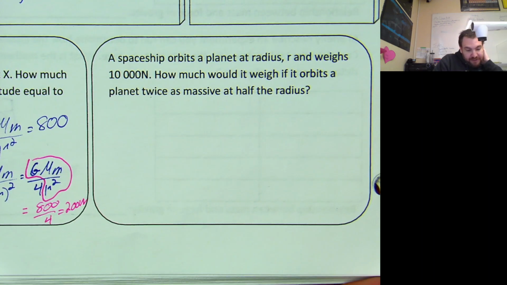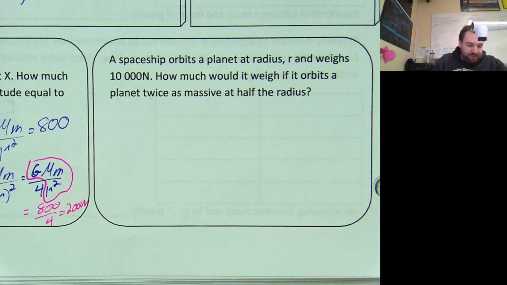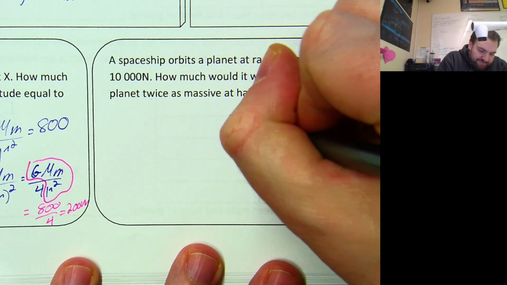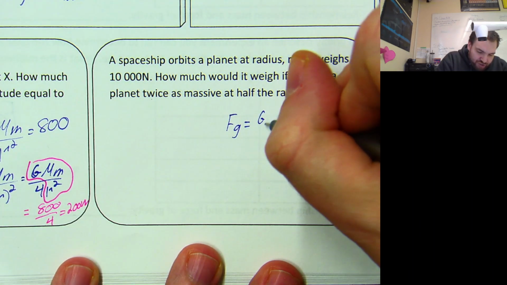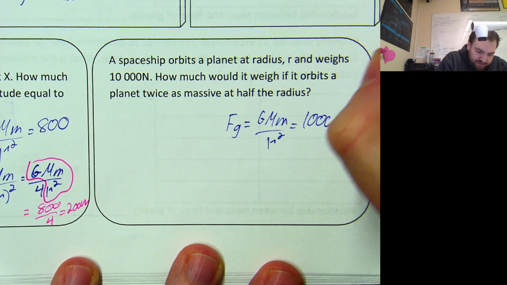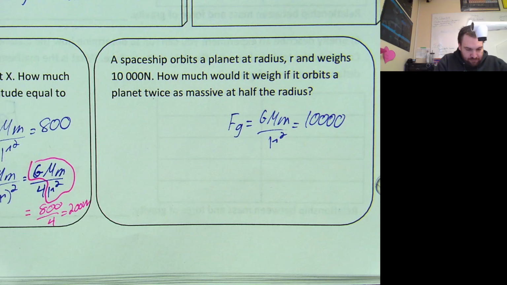A spaceship orbits a planet of radius r and weighs 10,000 newtons. How much would it weigh if it orbits a planet twice as massive and half the radius? Well, that's fun. We know that Fg, GMm over r squared, equals 10,000 newtons.